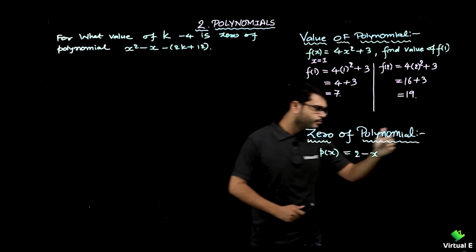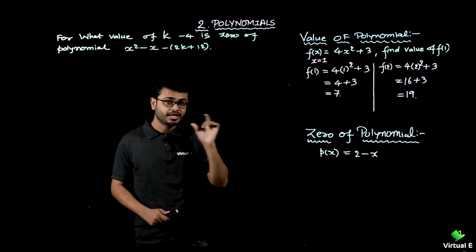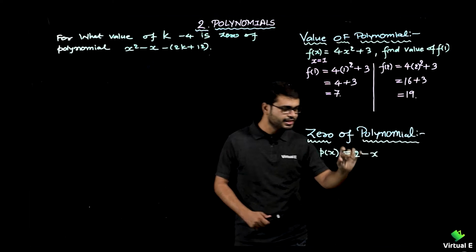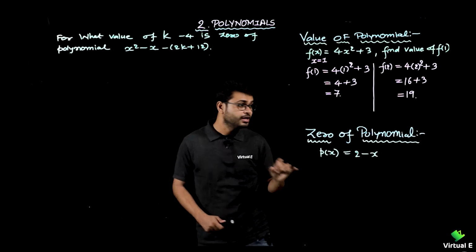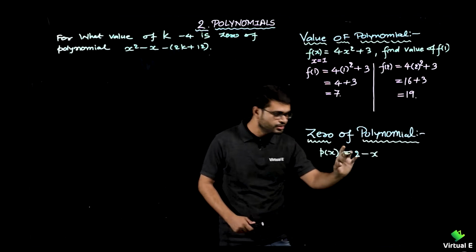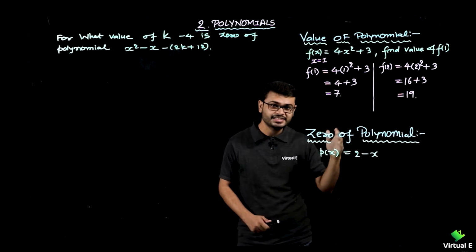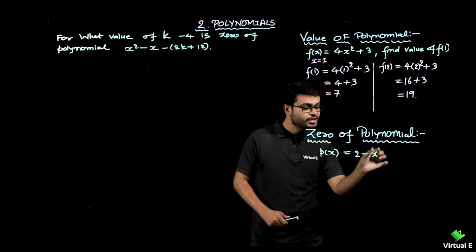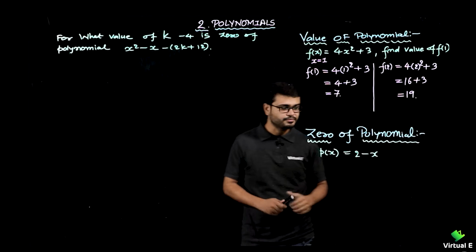So for zero of a polynomial, we want to find the value of x such that this expression will become 0. Remember, you need to put the value of x in such a manner that the answer will be 0. Think, it is very easy. I've given a very easy one. Even without calculation you can do it. 2 minus x. You write something in place of x so it will become 0.